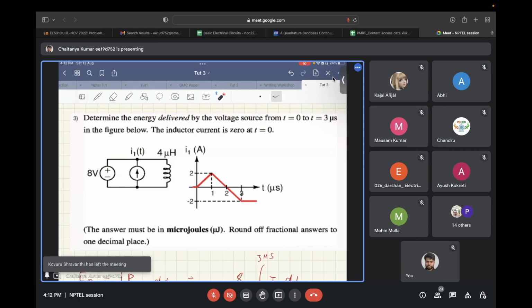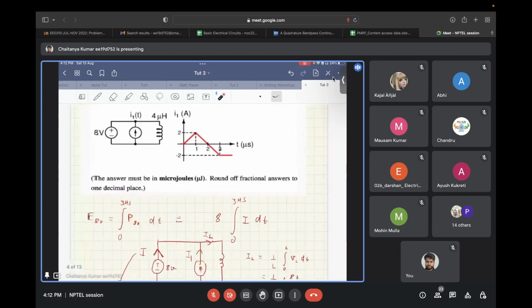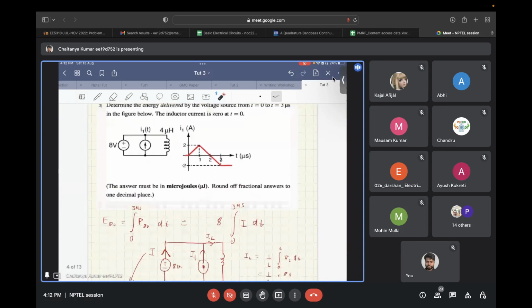Okay, so let's see how to solve this question. In the question, it is asked to determine the energy that is delivered from the voltage source from time t equal to 0 to time t equal to 3 microseconds in the figure given, and the initial condition for this inductor is given as IL equal to 0.